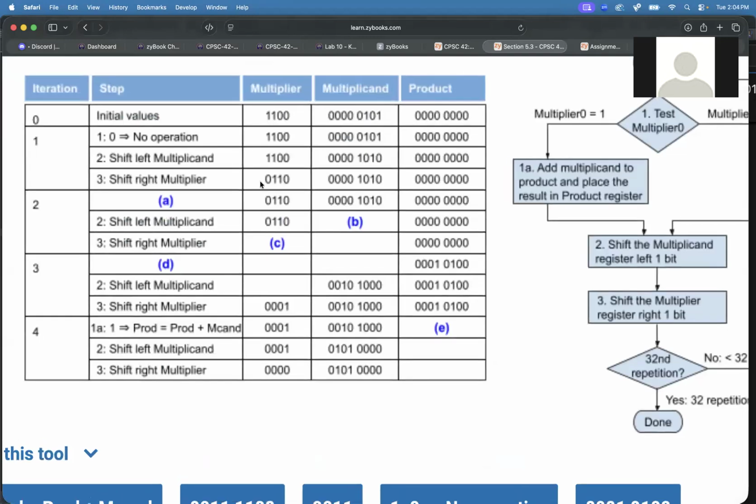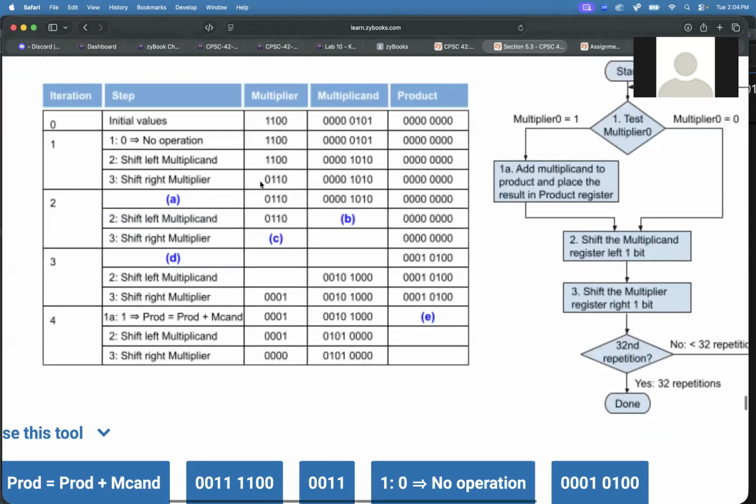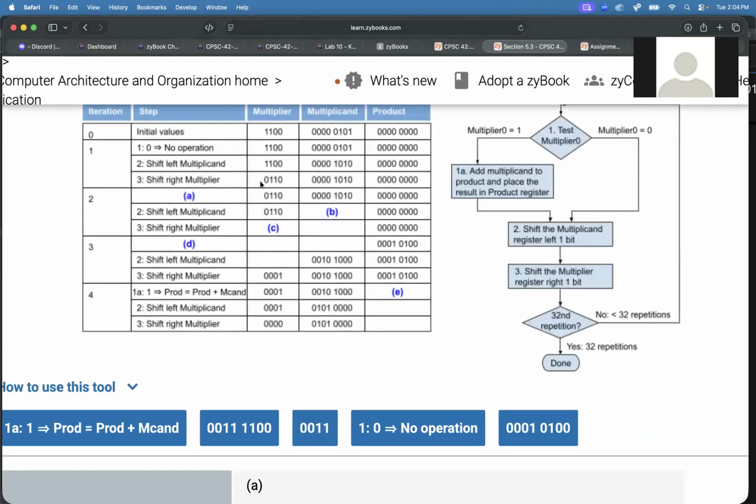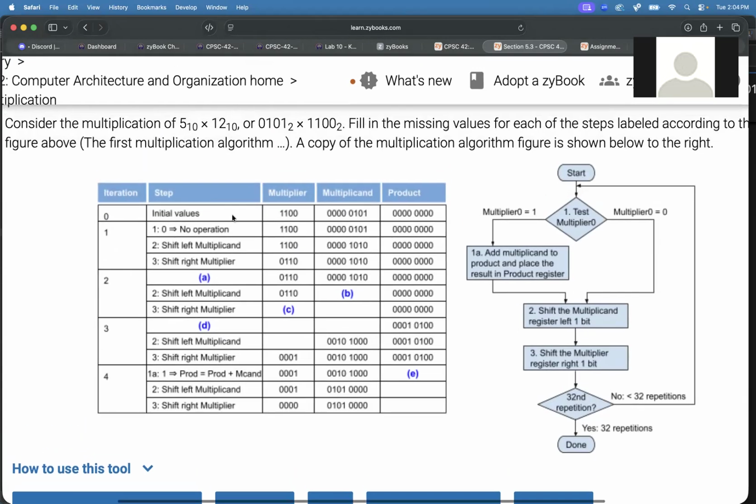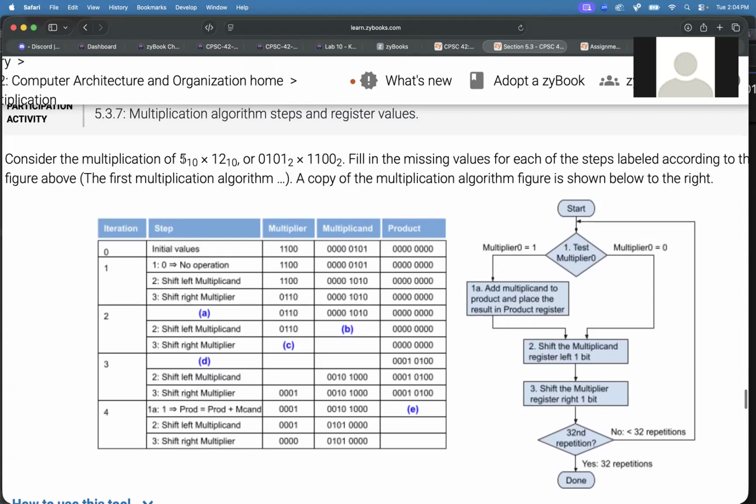So this is a chart showing this entire process written out. And so we'll follow it from the beginning, but obviously only certain things here we have to fill in. So we're multiplying 5 times 12. Okay. So they have this is 12 and this is 5 is the order that they put them in.